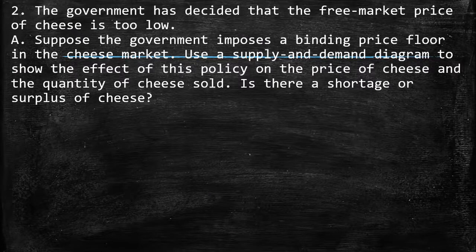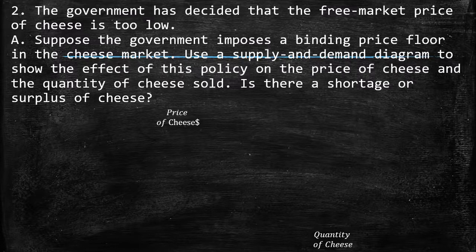Second, the government has decided that the free market price of cheese is too low. A. Suppose the government imposes a binding price floor in the cheese market. Use a supply and demand diagram to show the effect of this policy on the price of cheese and the quantity of cheese sold. Is there a shortage or surplus of cheese?